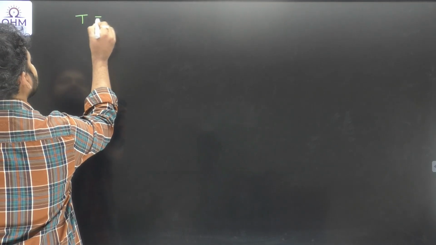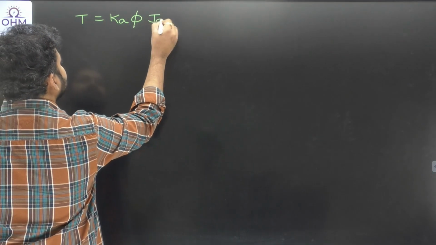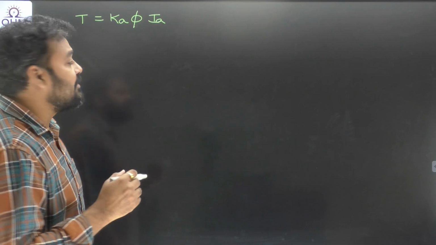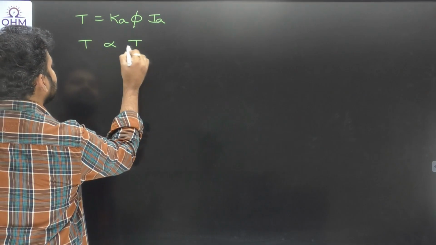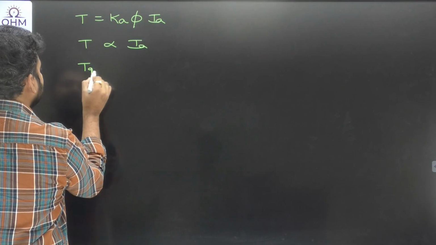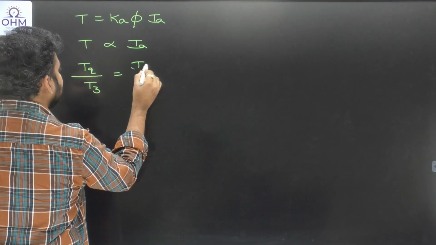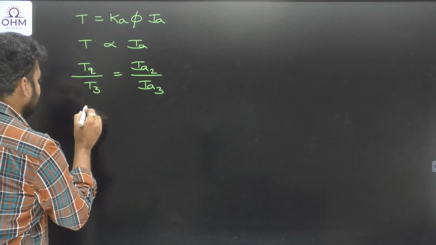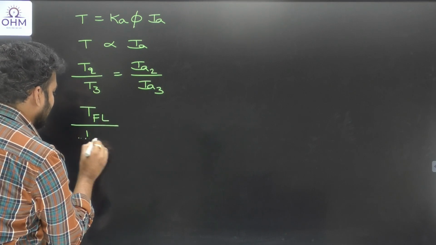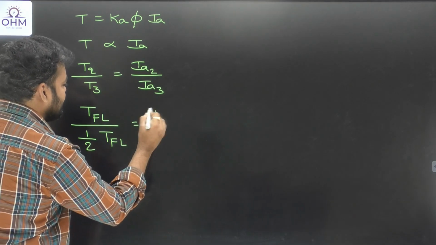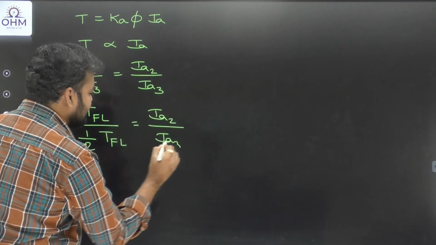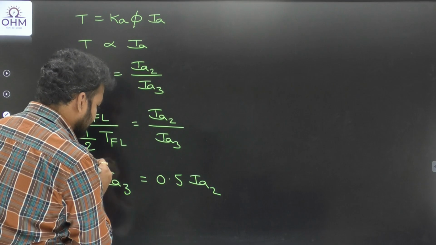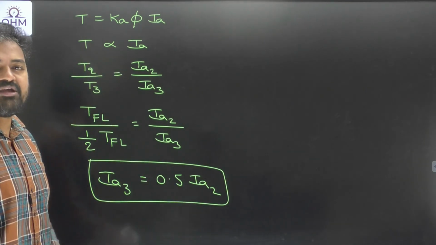We know the torque equation: Ka phi into Ia, a standard torque equation. But here flux is a constant value because the machine is separately excited. Therefore, torque is proportional to Ia. That means T2 divided by T3 is equal to Ia2 divided by Ia3. T2 is full load torque. T3 is half load torque, that is half of full load. So from this, Ia3 will be equal to half of Ia2, that is, Ia3 is equal to 0.5 times Ia2.